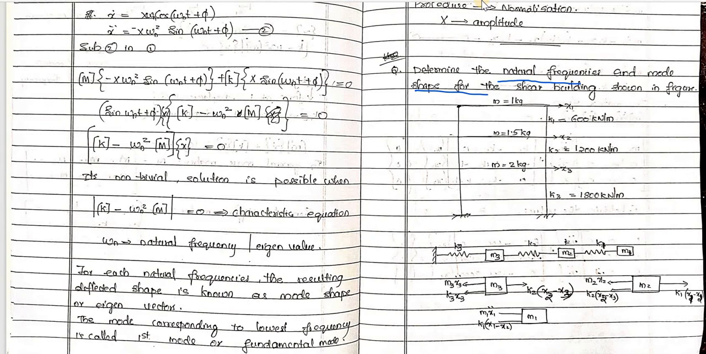So I need to find the natural frequency, which is omega, and I need to find the mode shape, which means phi. First of all, I can convert this frame into a mathematical or mechanical model. Since it has no damping, the damping value C is equal to 0. So I can generate the equation.